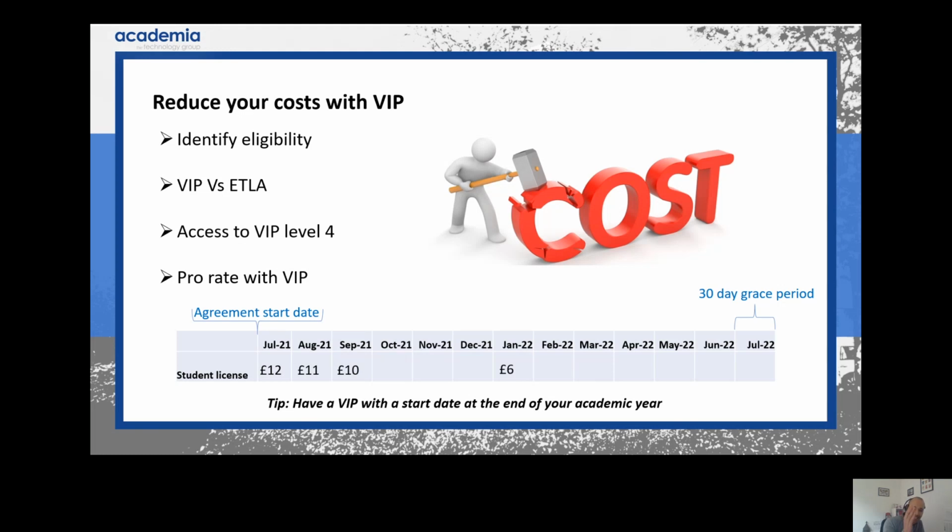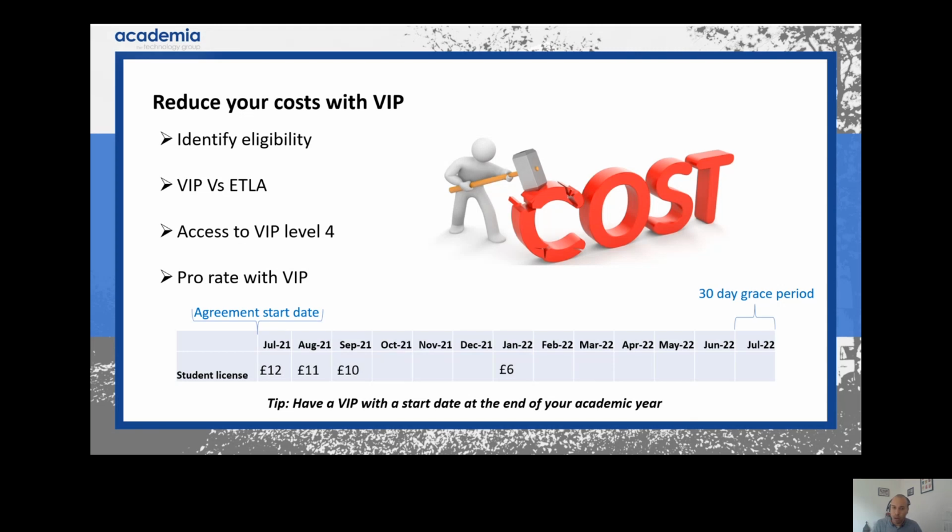So start your agreement at the end of your term, and then you're able to order a license as of when you need it. This is a really good thing to do, and we would encourage every single college to set up a VIP agreement. And as the tip says at the bottom, set up that VIP agreement at the end of your academic year. So this will be coming up in the next 2 to 3 months. And at that stage, let us set one up.